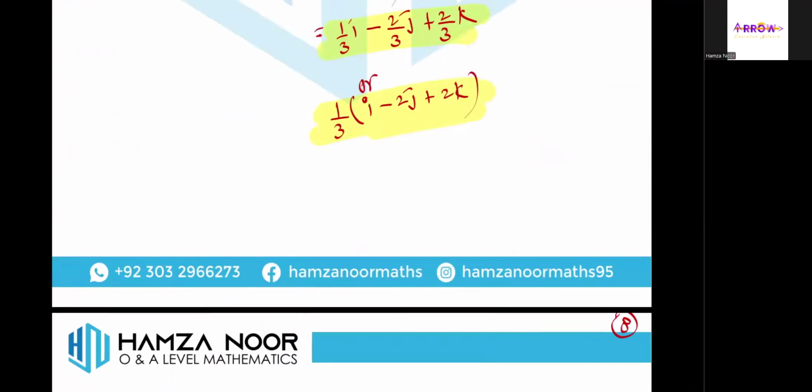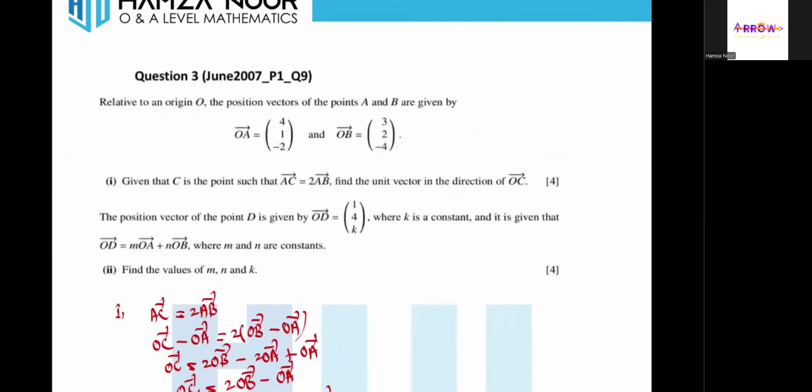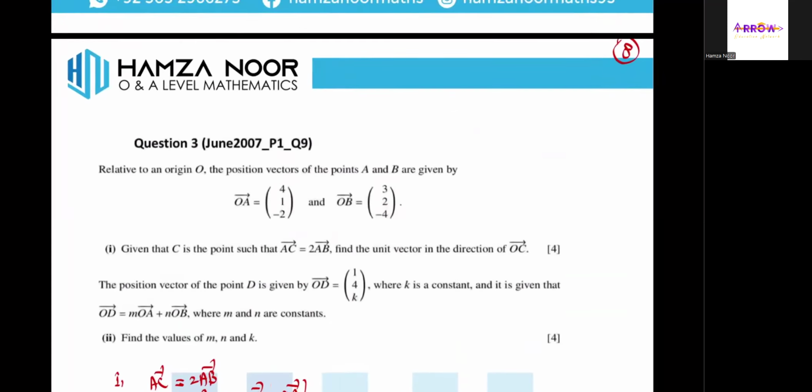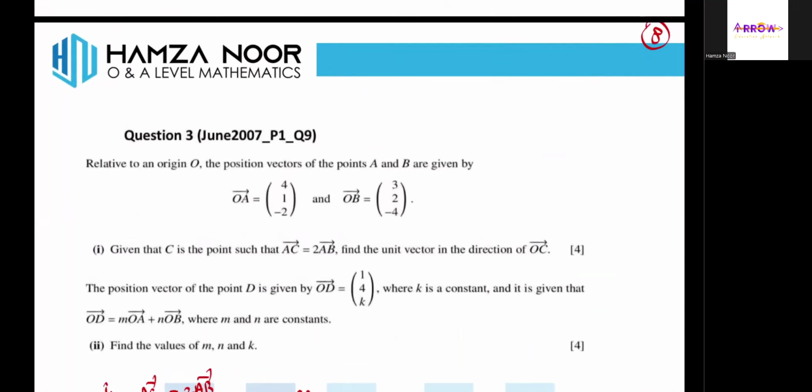Up next we have handout question number 3, which is May/June 2007, Paper 1, question number 9. It says that we have two position vectors of points A and B. The OA vector is 4, 1, minus 2, and the OB vector is 3, 2, minus 4. The information given in part 1 is that C is the point such that AC is equal to twice AB, and the requirement again is to find the unit vector in the direction of OC.